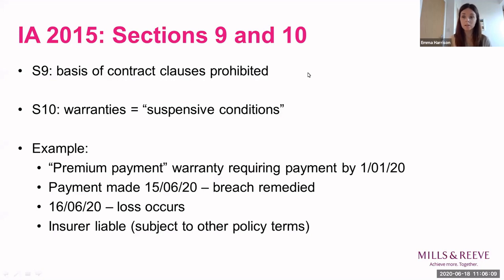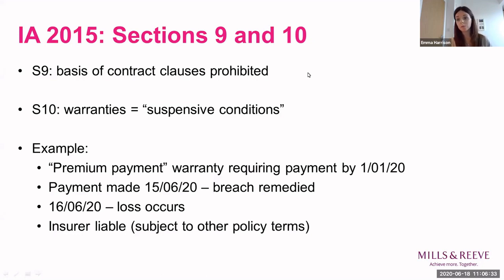Section 10 of the Act also means that any warranties that are included in the policy are now suspensive. So whereas before, a breach of a warranty would have meant that the policy was void permanently and automatically, now under Section 10, an insurer can only rely on a breach unless and until it's been remedied. That is, assuming a remedy is possible.